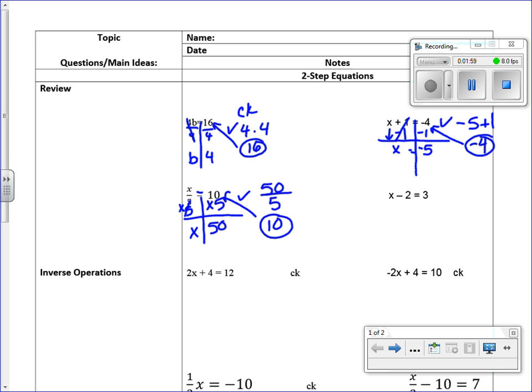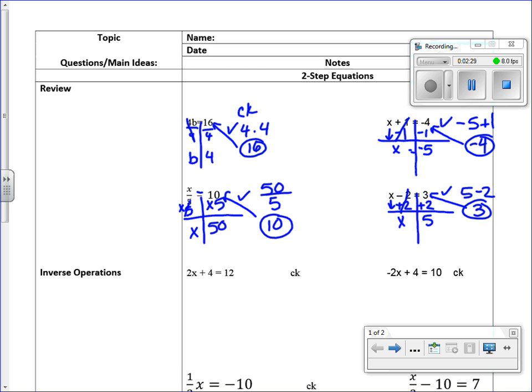x minus 2 equals 3. The opposite of minus 2 is plus 2. Whatever I do to one side, I do to the other. Those guys cancel. The x comes down, and I have 5. And then I say 5 minus 2, that sure enough equals 3, and these check. So that's just a quick review of what we've already done.